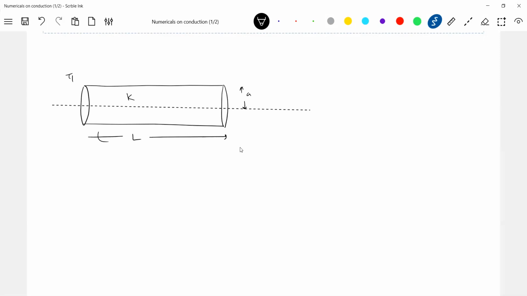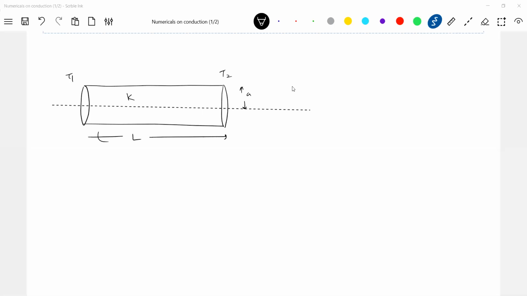and the ends are maintained at temperature T1 and T2. So what will be the thermal resistance of this particular rod? Then, what is the formula? The heat current, how will it flow? It will flow along the axis.